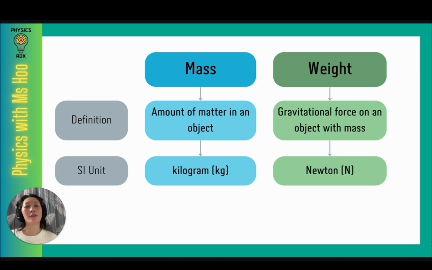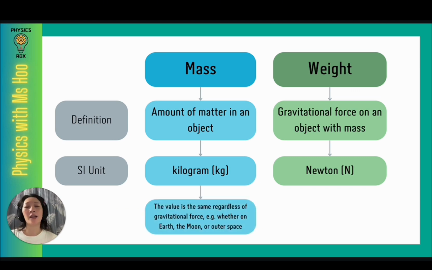Now, other things you need to know about mass is that the value is the same regardless of the gravitational force, whether on Earth, the Moon, or outer space. And that's because mass is a scalar quantity. The direction is not an inherent part of mass. So if that person that we were talking about just now has a mass of 45 kilograms, that person would be 45 kilograms whether on Earth, in the Moon, or even in outer space.